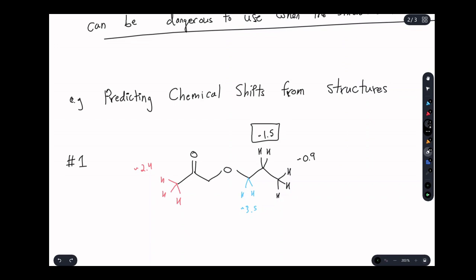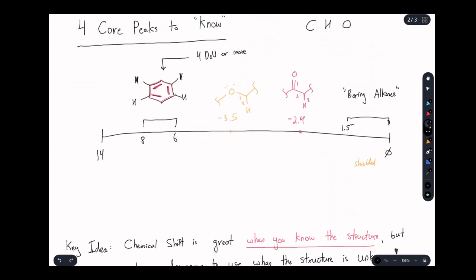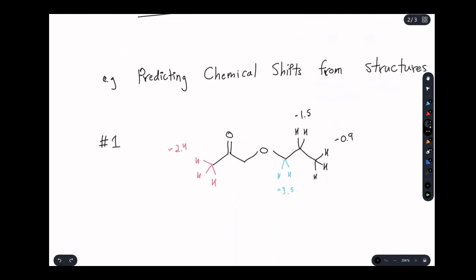The reason for that is simply, once again, the proximity to the oxygen. You'll notice that these hydrogens at ppm 1.5 are simply closer to the oxygen. And that's why I gave a wide range for the boring alkane region. They can still be affected by electronegative atoms, but they're not directly connected to anything exciting.